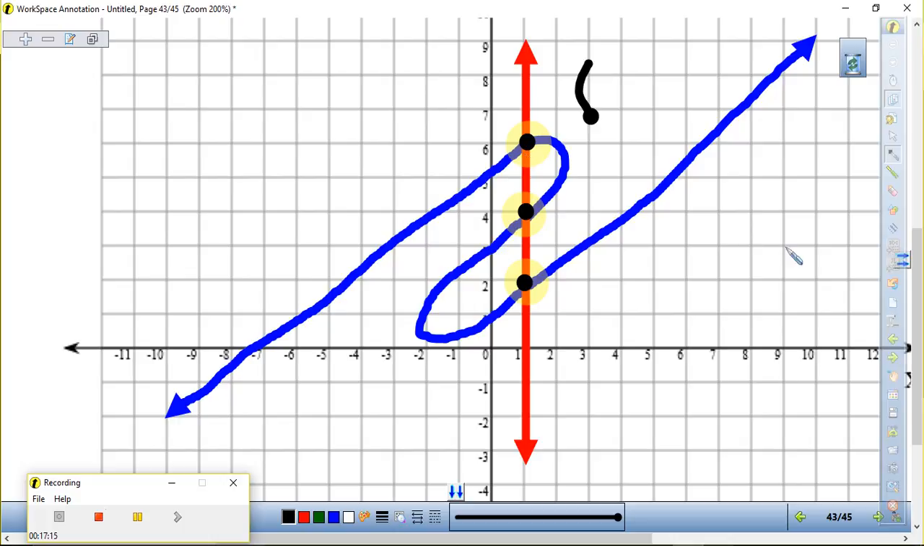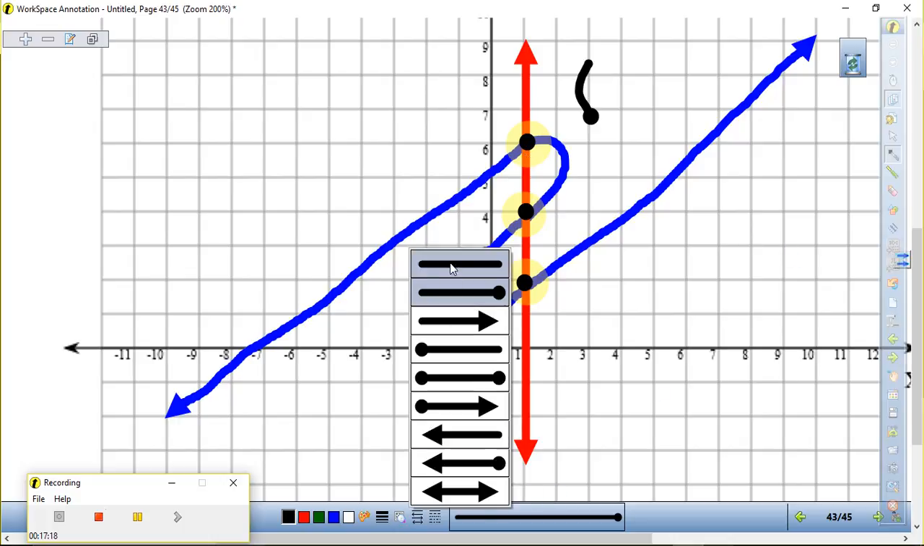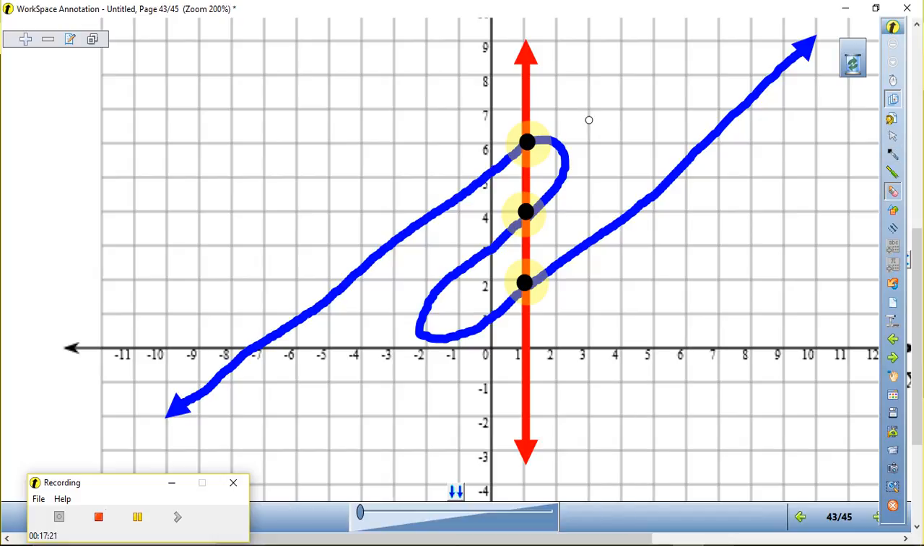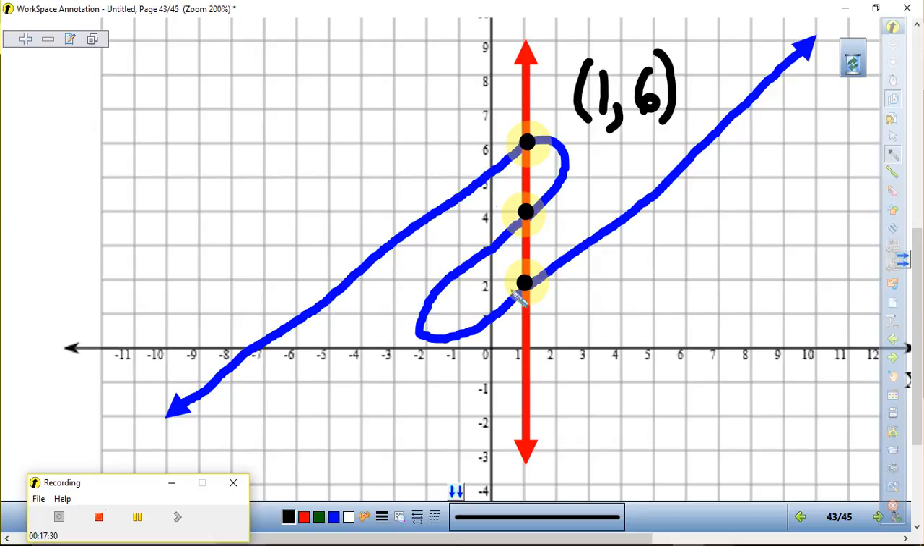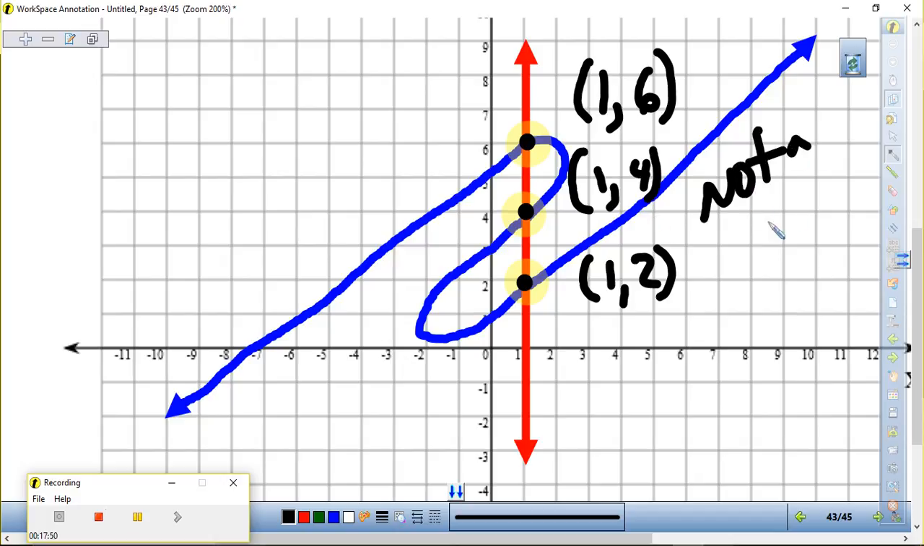This point is, what was the x value? 1. What is the y value? 6. So (1, 6). What is this one? 1 of x. What is the y value? 4. And this one is (1, 2). Do the x values repeat? Are the y values the same? No, they're different. That's why this is not a function.